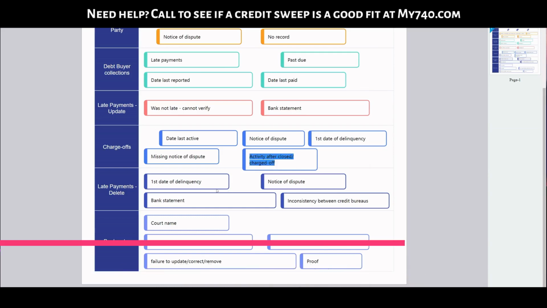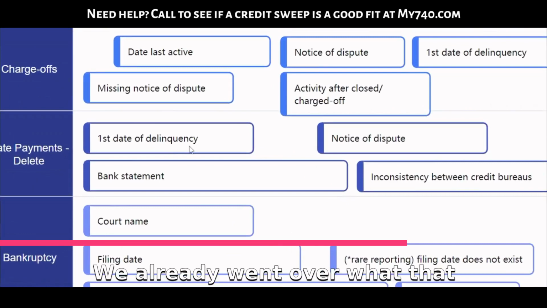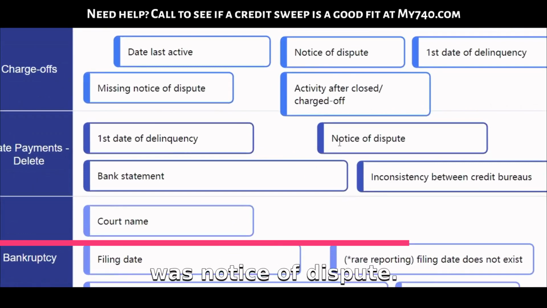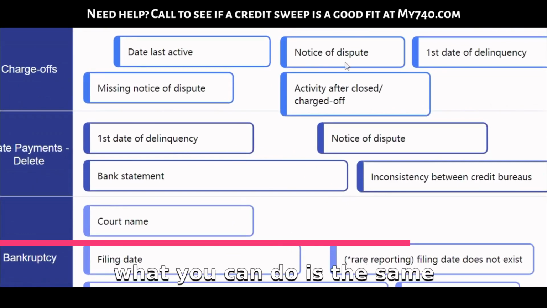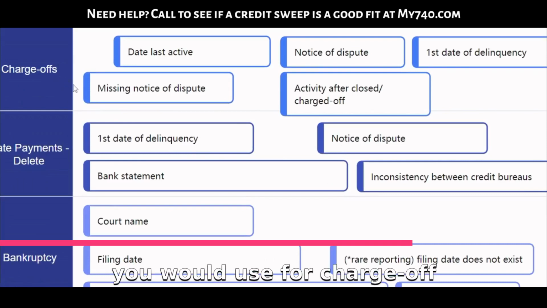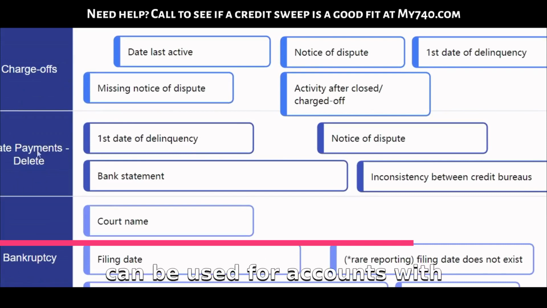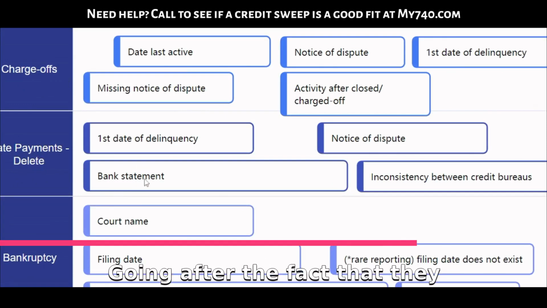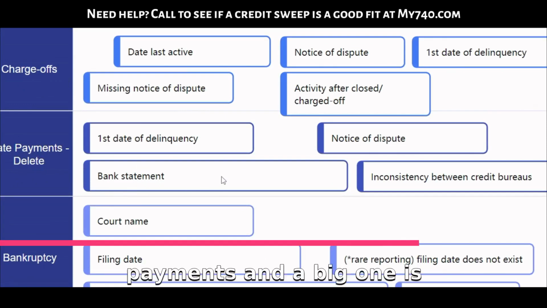All right, so late payments, getting rid of the account. First date of delinquency, we already went over what that was. Notice of dispute. So actually, what you can do is the same dispute reasons that you would use for charge-off can be used for accounts with late payments where you're trying to remove the entire account, okay? Going after the fact that they cannot prove any of their late payments, and a big one is inconsistency between the credit bureau reporting. And obviously, you are going to have to use proof for this.